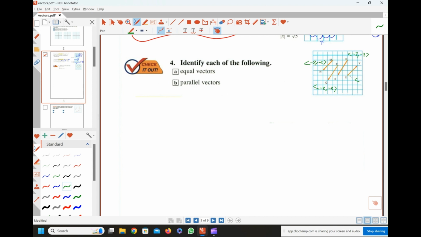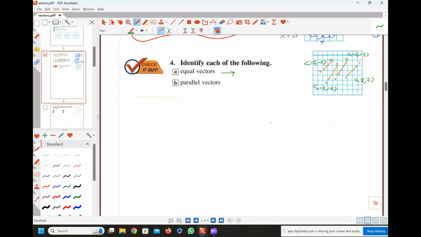XY, 1, 2 units to the right, so positive 2. 1, 2 units up, positive 2. So now we're going to check if we have the same component forms for equal vectors. Do you see any same component forms? You have negative 2, negative 2, and 2, 2, different. Negative 2, negative 3, and negative 2, negative 3. Yes, those two are the same, exactly the same vectors.